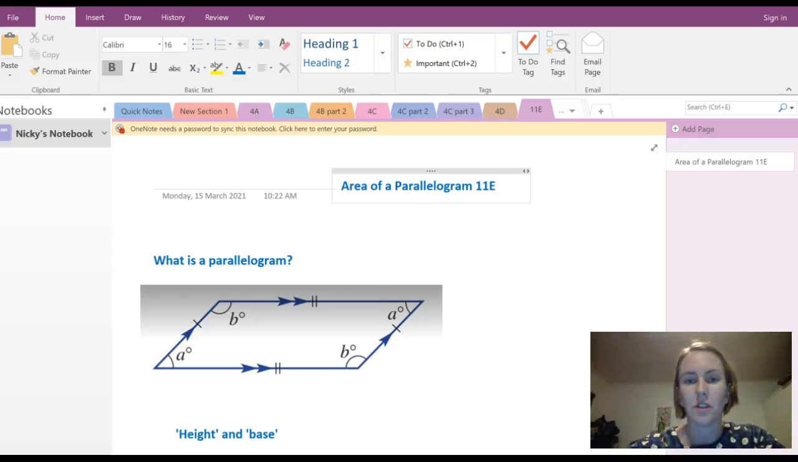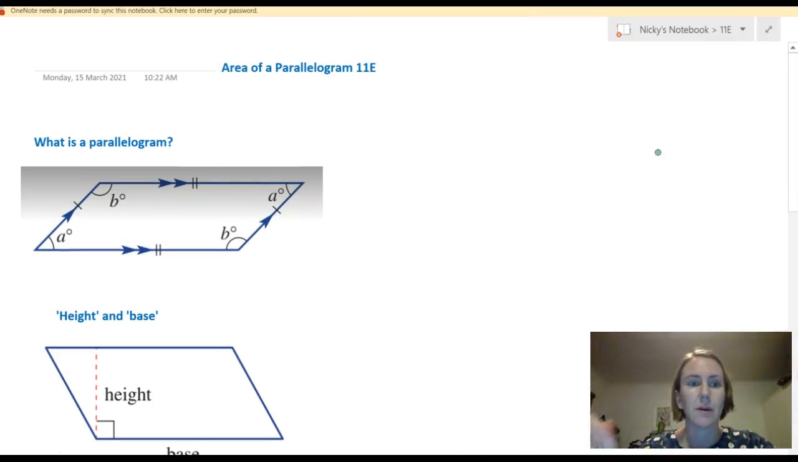Hey guys, I've got a video here on the area of a parallelogram. Always such a difficult word to say, and this is chapter 11E in your textbook. We have previously talked about area as the space inside a 2D shape, and there's lots of different kinds of 2D shapes, as you know. So let's start by talking about what a parallelogram actually is.